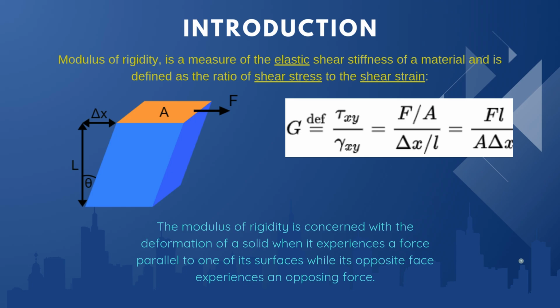For the introduction, this experiment exploits the idea of modulus of rigidity. Modulus of rigidity is a measure of elastic shear stiffness of a material and is defined as the ratio of shear stress to the shear strain. The modulus of rigidity is concerned with the deformation of a solid when it experiences a force parallel to one of its surfaces, while its opposite face experiences an opposing force.